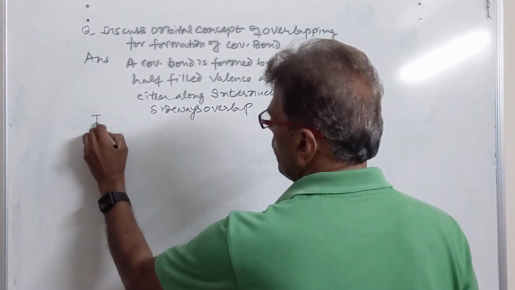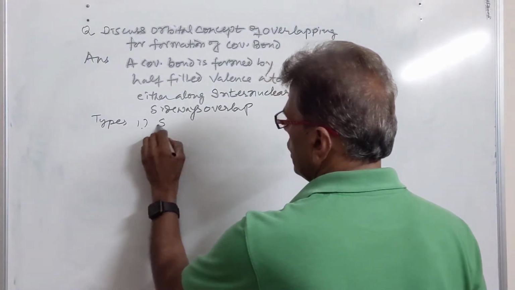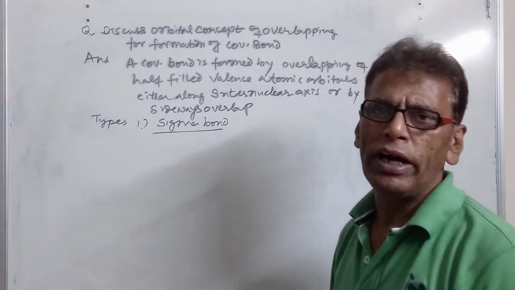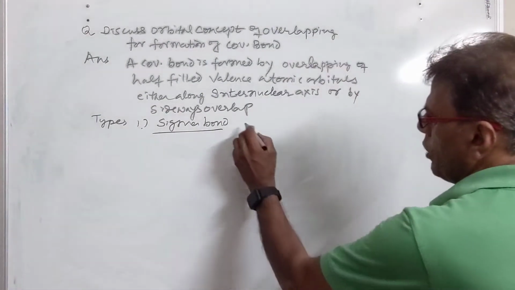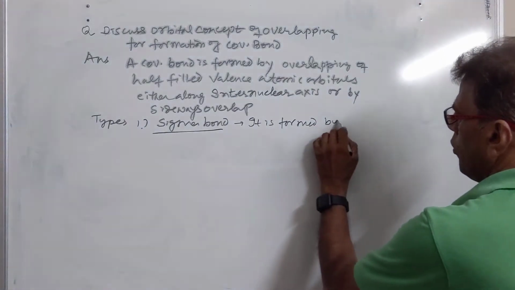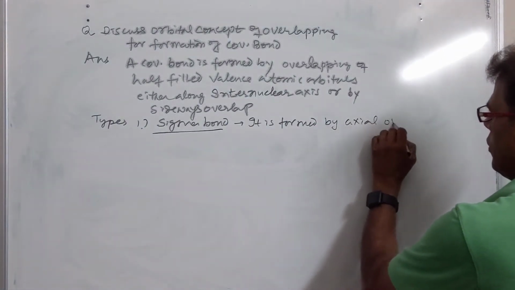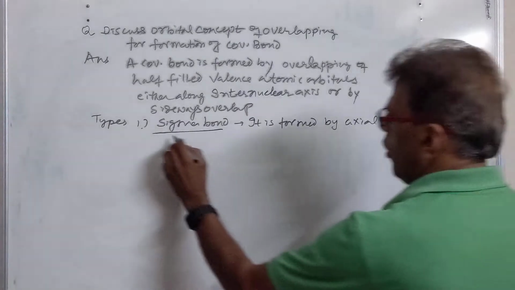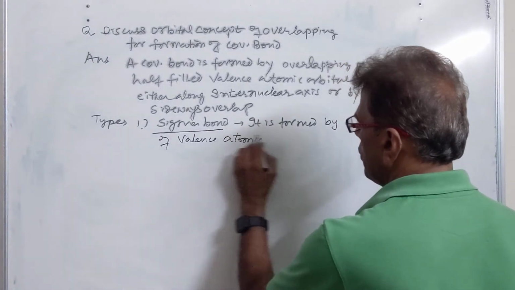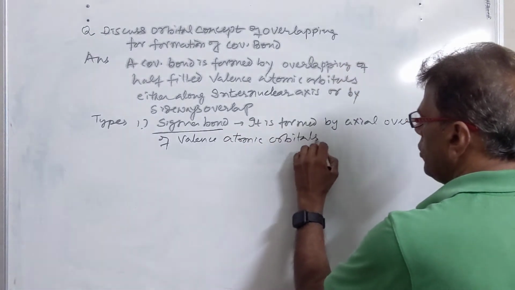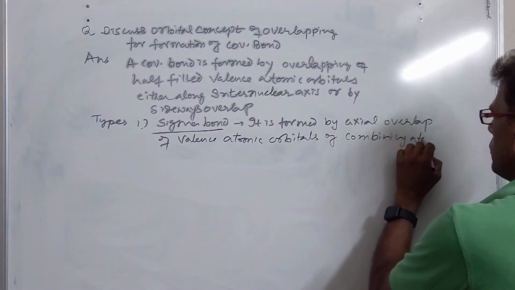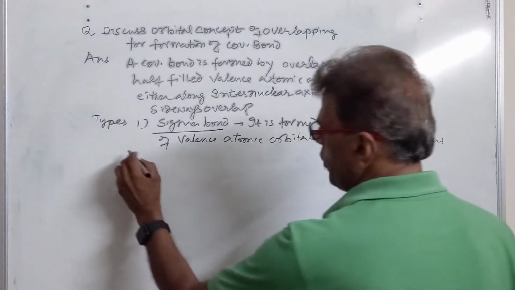Now, types of covalent bond. Number one is sigma bond. Sigma bond is formed by axial overlap of the valence atomic orbitals of the combining atoms. It is formed by three means.